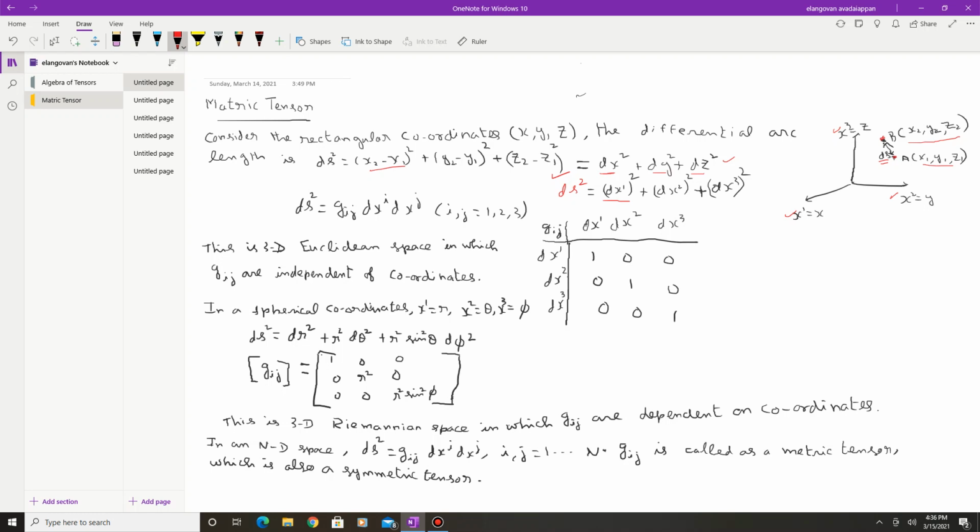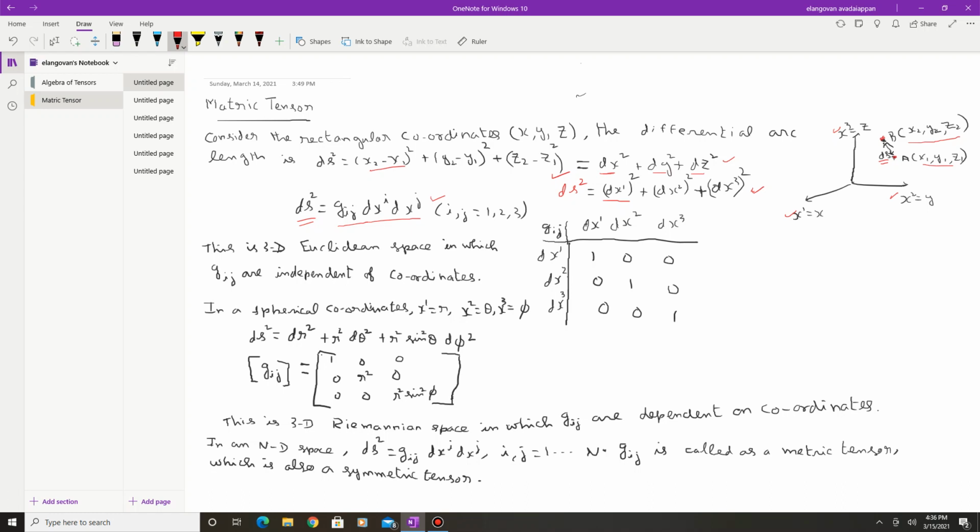In general, you can write this, which we call the line element. ds square may be expressed as gij dxi dxj. So this is for a particular coordinate system, the rectangular coordinate system, and in general this is the expression.